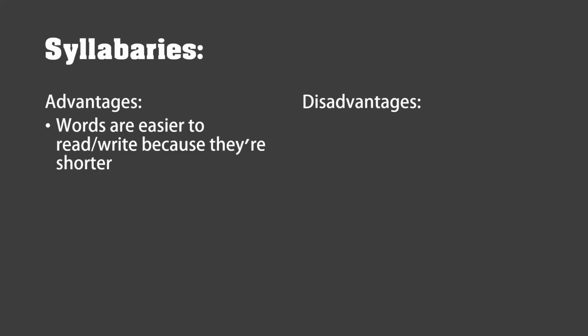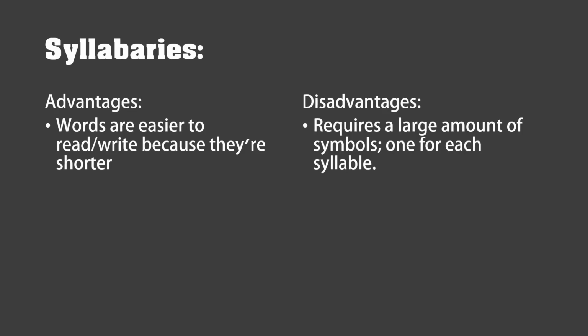Advantages and disadvantages again. Words are easy to write and read because they are a lot shorter, but they require a large amount of symbols, one for each syllable. So it's highly recommended that you have a very simple syllable structure and not a huge amount of sounds. I'm sure you'd be surprised if you looked up the table for katakana and hiragana, they have a lot of symbols. So how to create these?